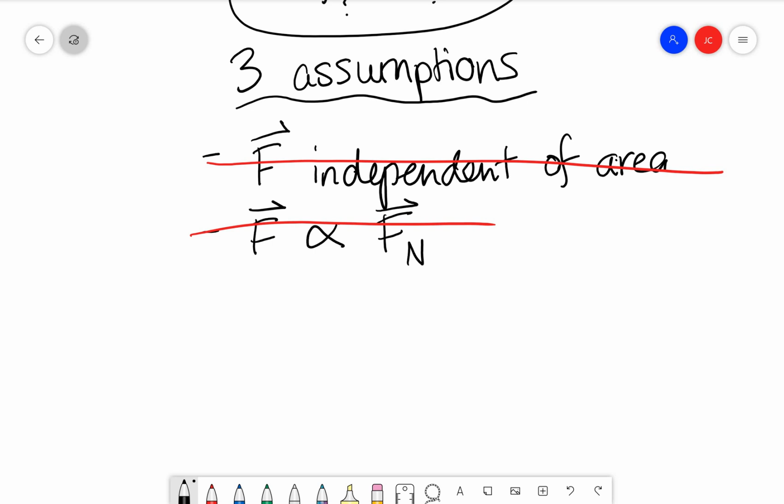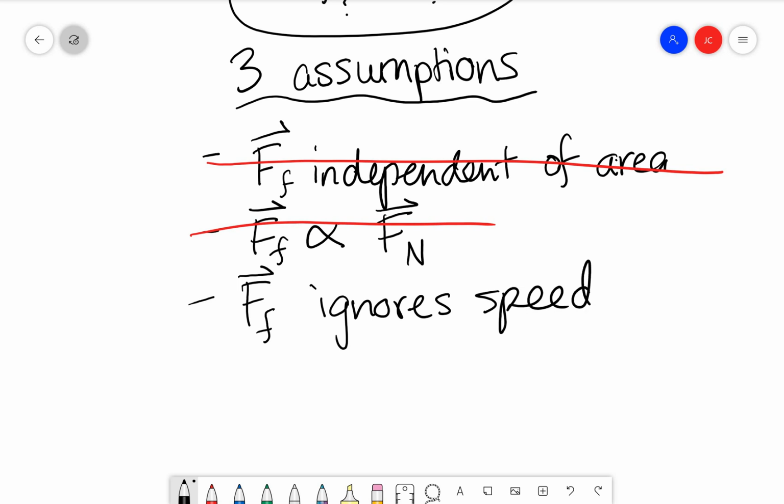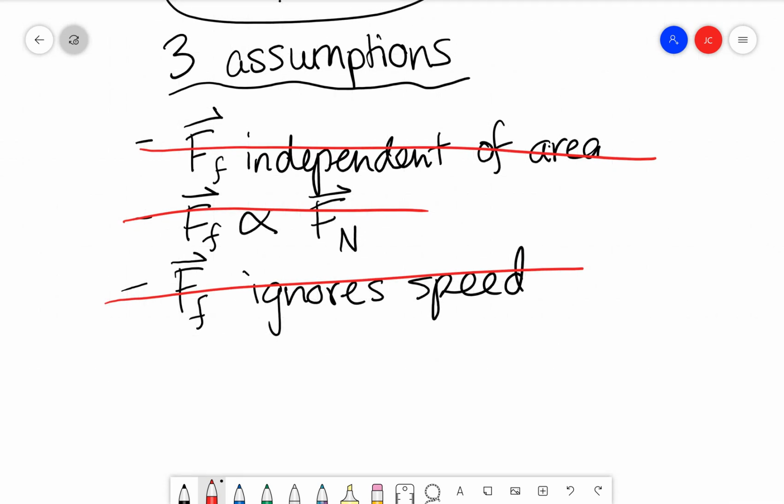Final assumption is that the force of friction, I should have specified this is the force of friction, ignores speed. In real life, the faster things are, the slower things are, it all affects friction. Things like air resistance, viscosity, which is kind of how thick liquids are, all these speeds affect the friction. And as usual, because it's an assumption, we're going to ignore these things.